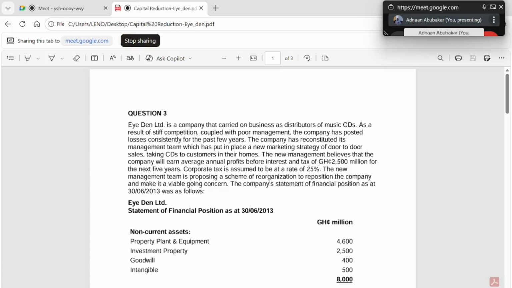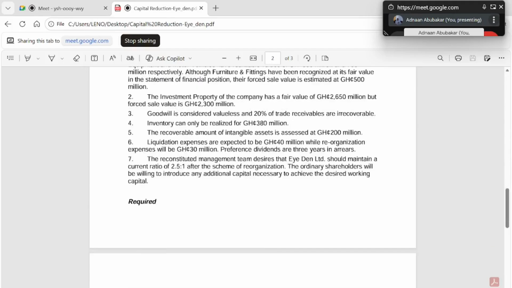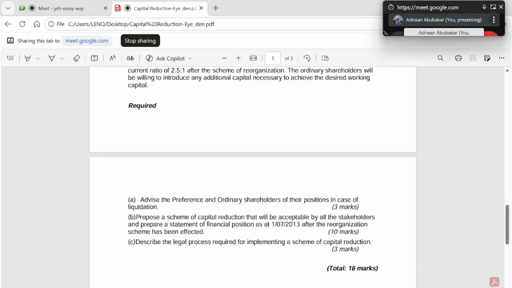Now, in an examination, when a question is given, there is one thing you will do. First, go to the requirement and read the requirement before you read the question, right? The requirement says: advise the preference and ordinary shareholders of their position in case of liquidation. So that means you need to prepare a liquidation statement, right?